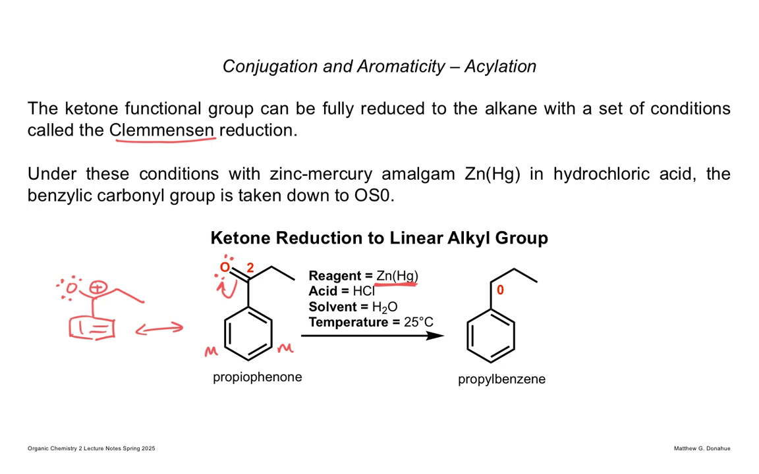So that's supplying some electrons. The HCl is supplying some protons, because if you look, we're going from oxidation state 2 all the way to 0, meaning that carbon is getting 2 hydrogens. And then this would be run under aqueous conditions. So the zinc mercury amalgam supplying some electrons. We're not going to worry about the exact arrow pushing here, but it's going to reduce that 2 all the way to 0. So we have a meta director. We're removing the electron withdrawing group, and now we're ending up with an ortho para director.